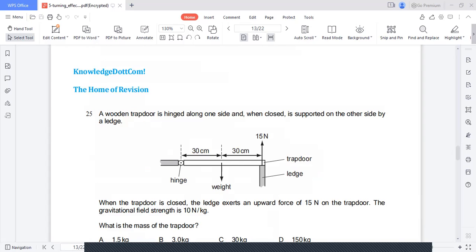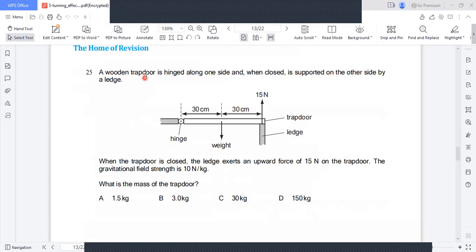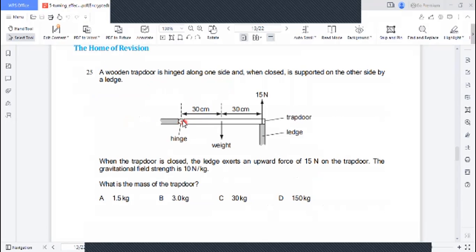Number 25. A wooden trap door is hinged along one side. Okay, it's about a door. When closed, it's supported on the other side by a ledge. Okay, there is a ledge which is going to support the door.